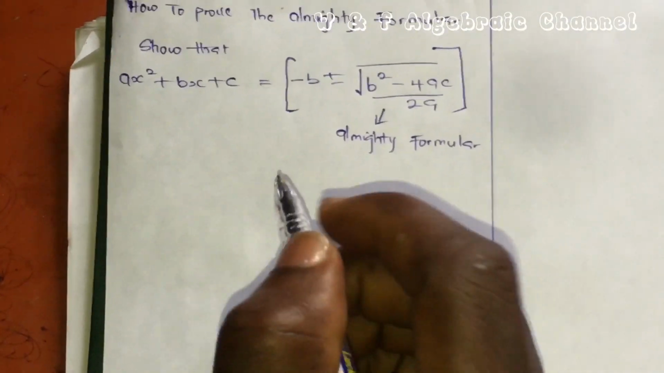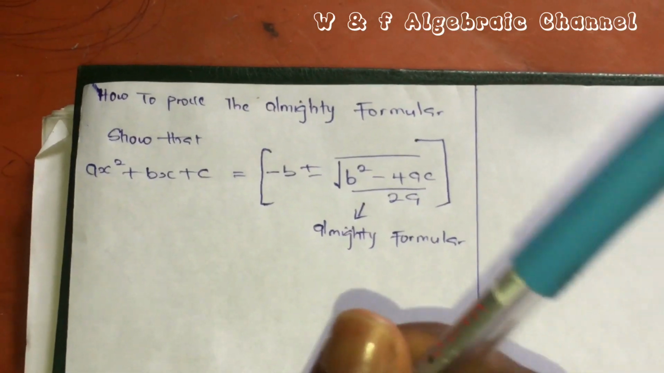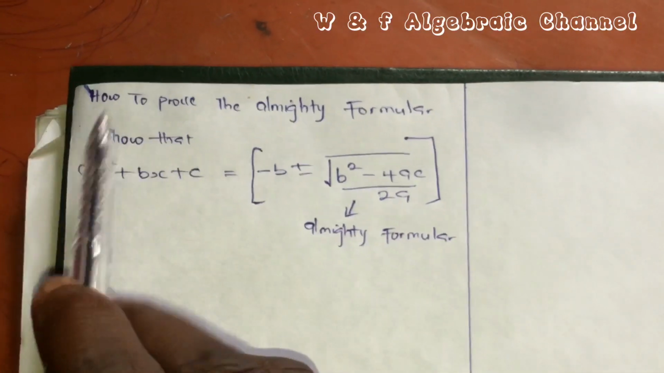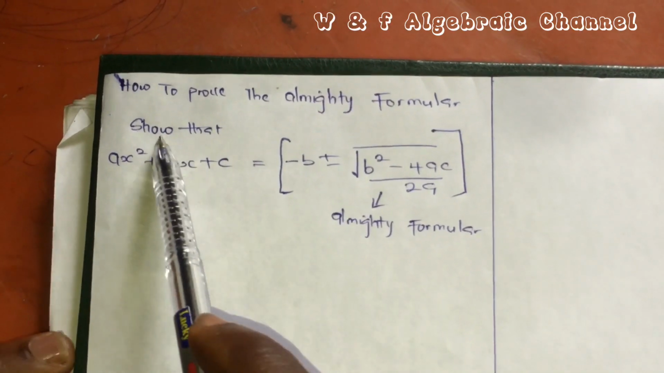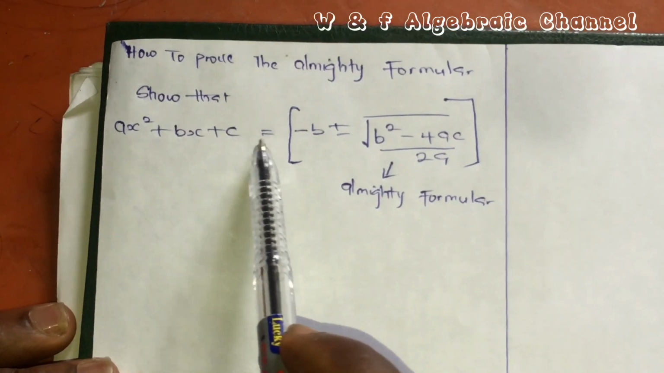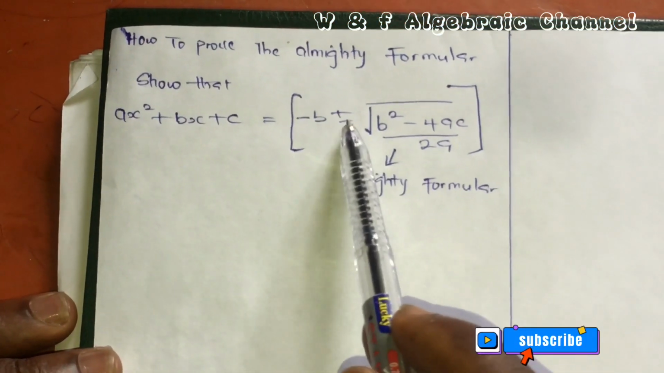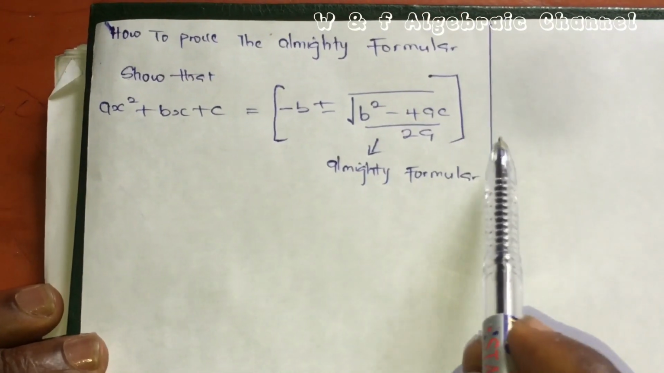Good day, guys. Today I will be taking you through how to prove the almighty formula. We were told to show that ax squared plus bx plus c equals zero gives x equals minus b plus or minus root b squared minus 4ac all over 2a.